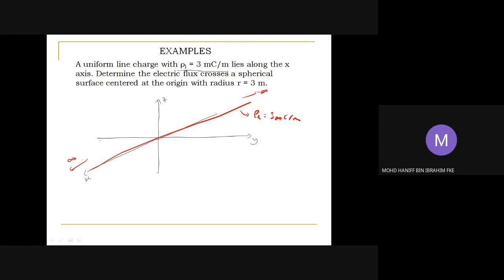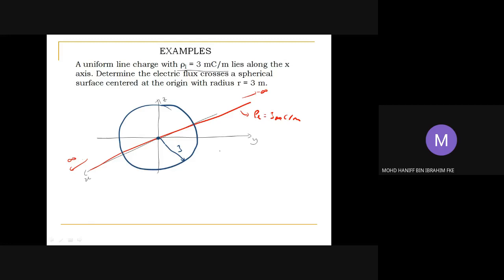The question is, determine the electric flux that crosses a spherical surface centered at the origin with radius r equals 3. Okay, means that we are having another structure. The structure is a sphere, in which the sphere is said to have a radius r equals 3, and the sphere is centered at the origin. That should be the center of the sphere, which is at the origin, and the radius of this sphere is equal to 3.